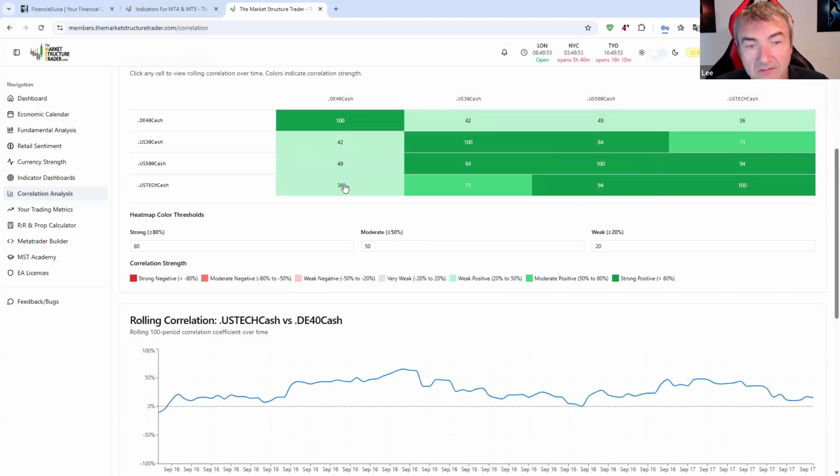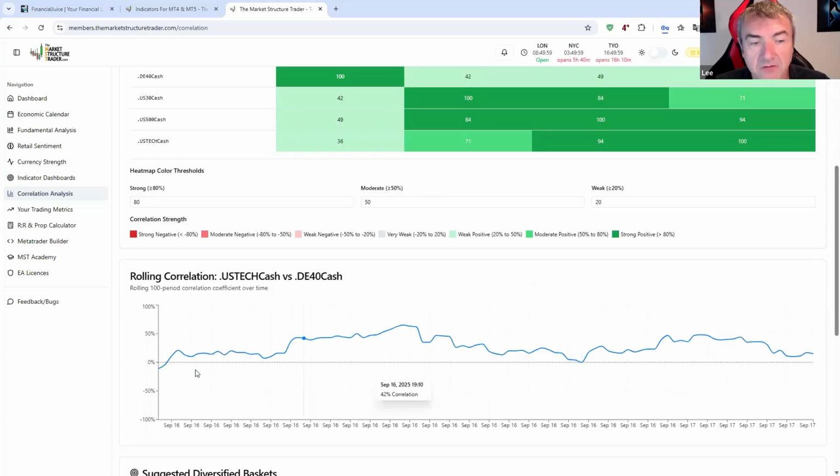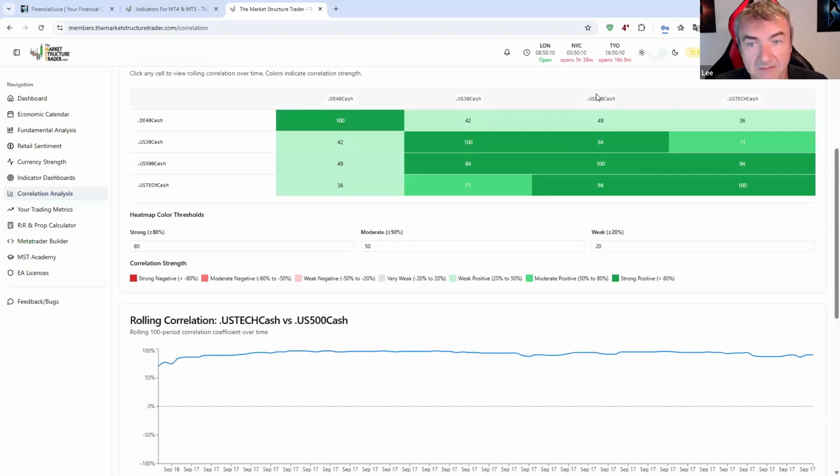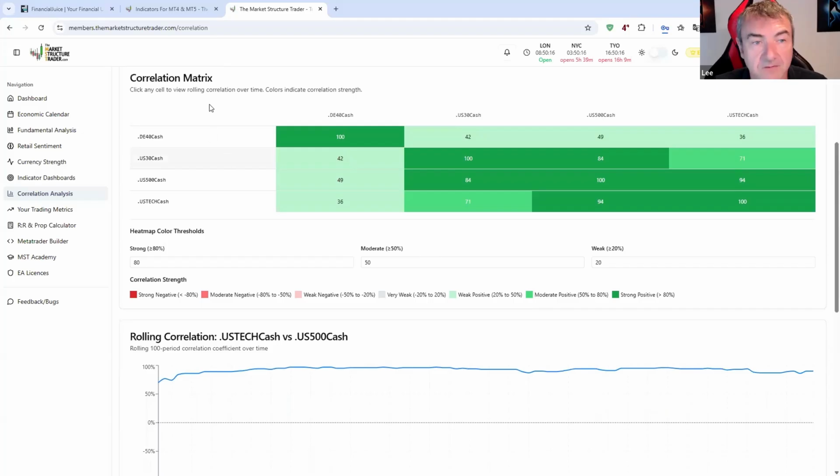Now, as you can see, when I click on this, this little chart shows you how correlated they are over time. So you've got positive correlation to the upside and negative correlation to the downside. If I click over here, you will see that those two symbols, the S&P 500 and the NASDAQ, are correlated pretty much all the time in the same direction. This is on the 5-minute time frame.